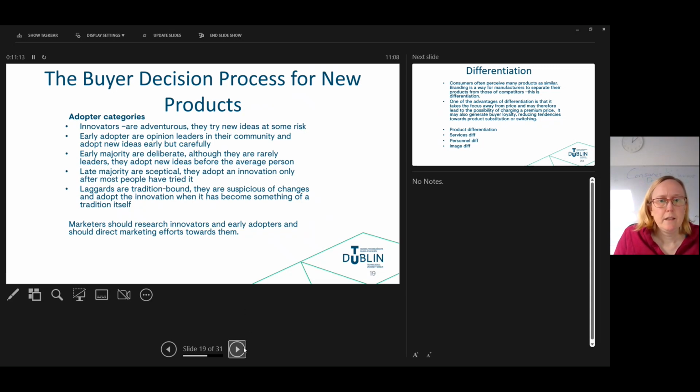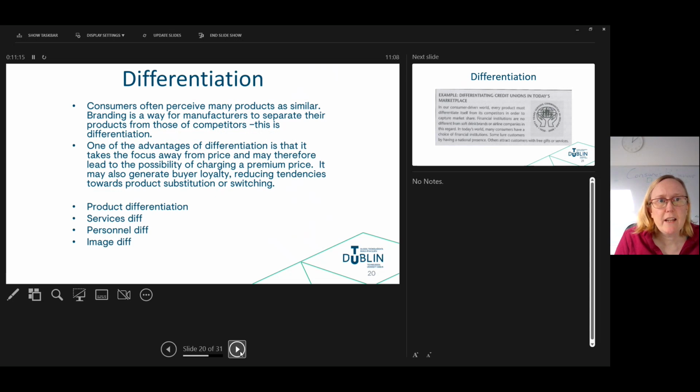So differentiation then. Consumers often perceive many products as similar, so branding is a way for manufacturers to separate their products from those of competitors. This is differentiation, the definition. One of the advantages of differentiation is that it takes the focus away from price and may therefore lead to the possibility of charging a premium price.